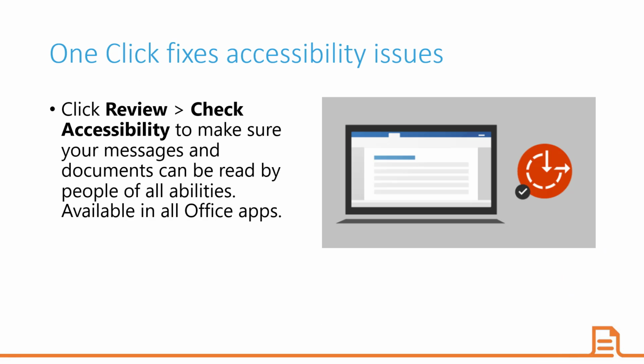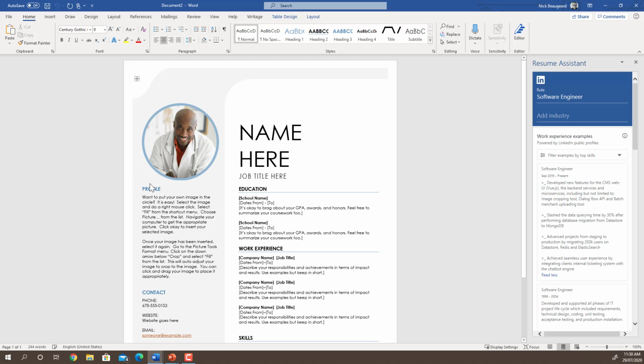The next thing we're going to talk about is accessibility issues. Now, that's making sure your documents and messages, because it's available in all Office applications, are available to people of all abilities. So let's go and have a look at my resume.